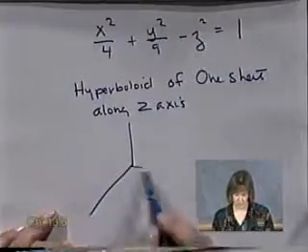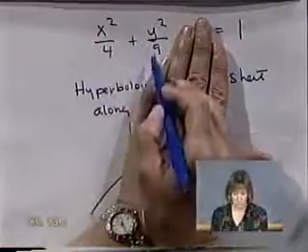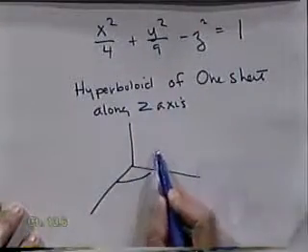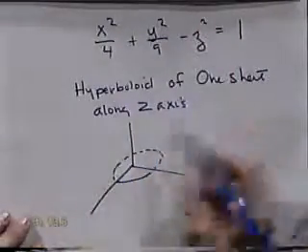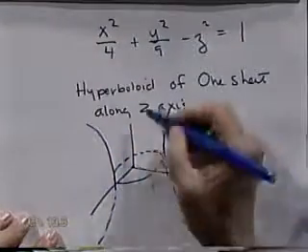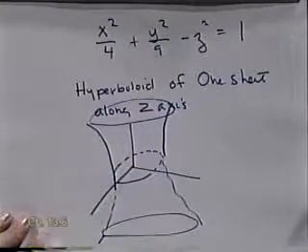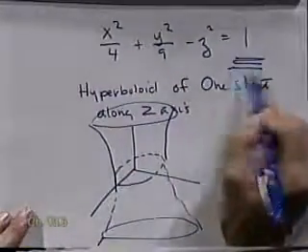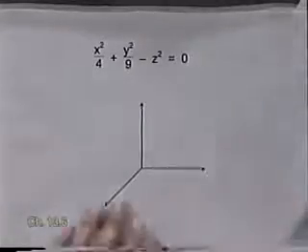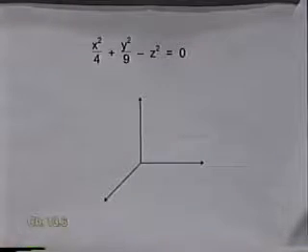Notice, if I let z be 0, what is this? x squared over 4 plus y squared over 9 equals 1. That's an ellipse. But it's along the z-axis, so you're going to have these hyperbolas coming down like this. If you want to draw on the other axis, you can. And that's what that's going to look like. That's with equals 1. With equals 0, all bets are off. Now let me show you what happens when you have equals 0. Let's try cutting it up a little bit.